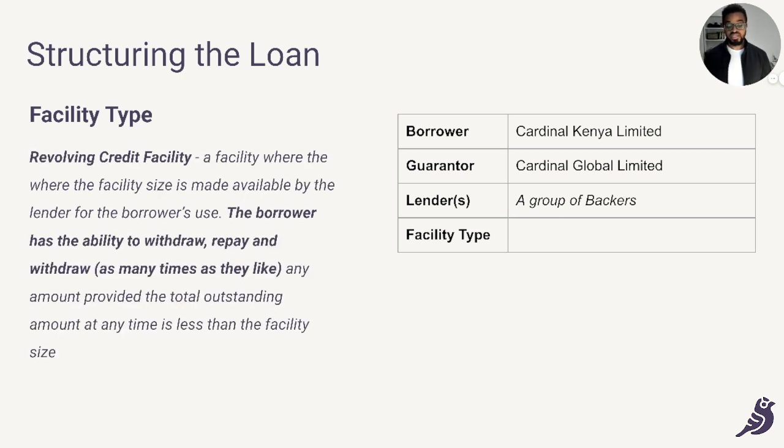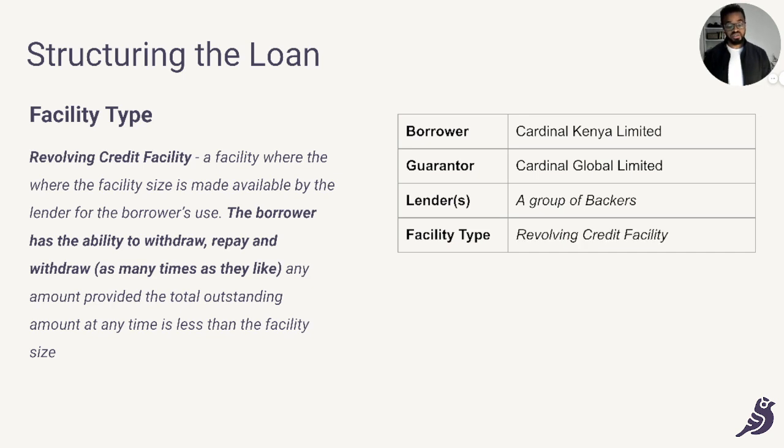The second facility type is a revolving credit facility, and this refers to a facility where the facility size is made available by the lender for the borrower's use. And unlike in a term loan, the borrower has the ability to withdraw, repay, and withdraw again as many times as they like, any amount, provided that the total outstanding amount at any time is not greater than the facility size. This type of loan helps give added flexibility to the borrower, as interest is only paid on the portion of the facility that is drawn and not the total facility.